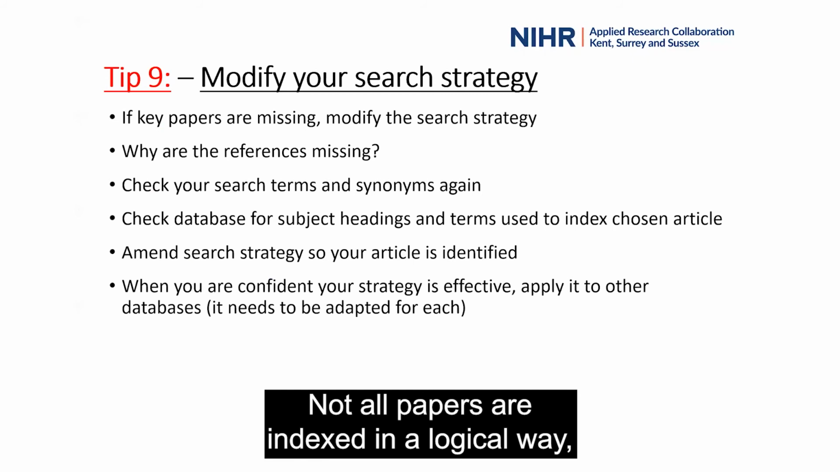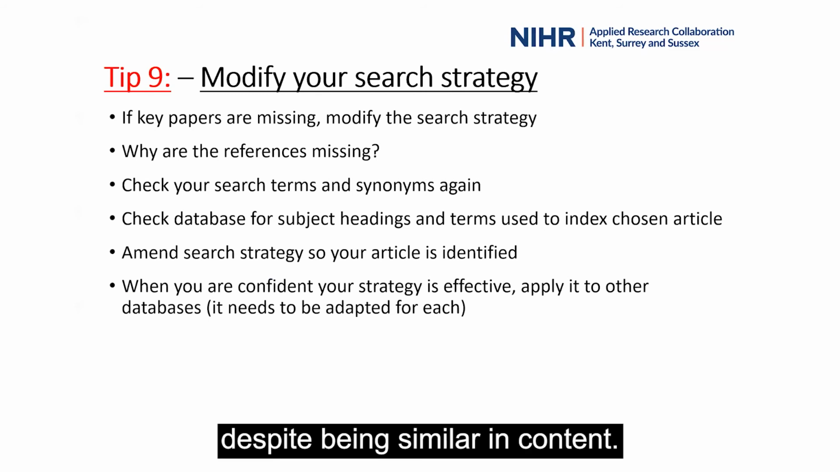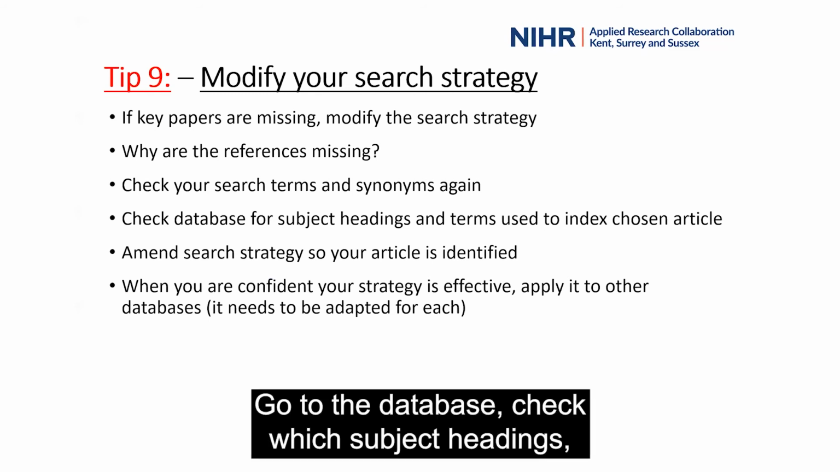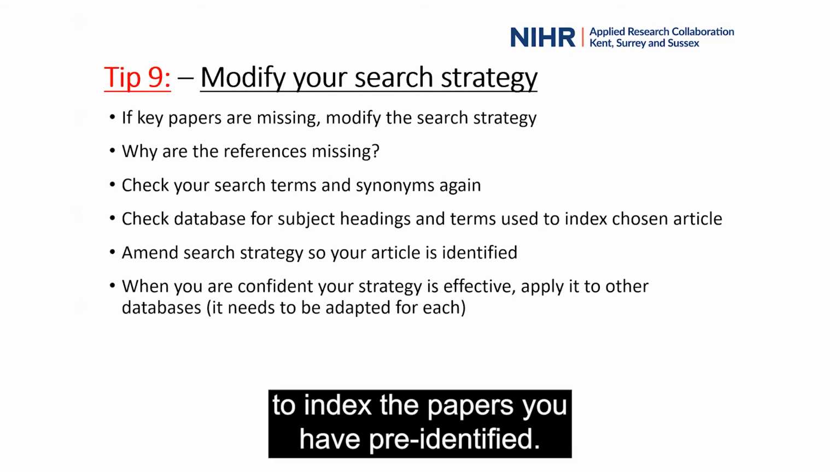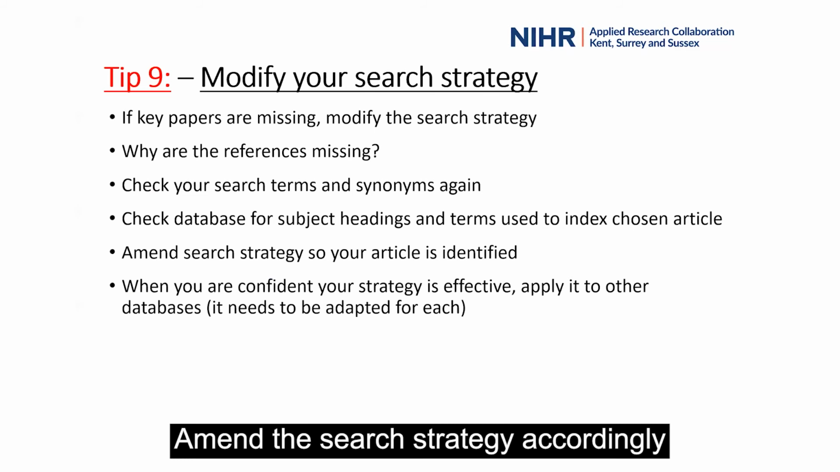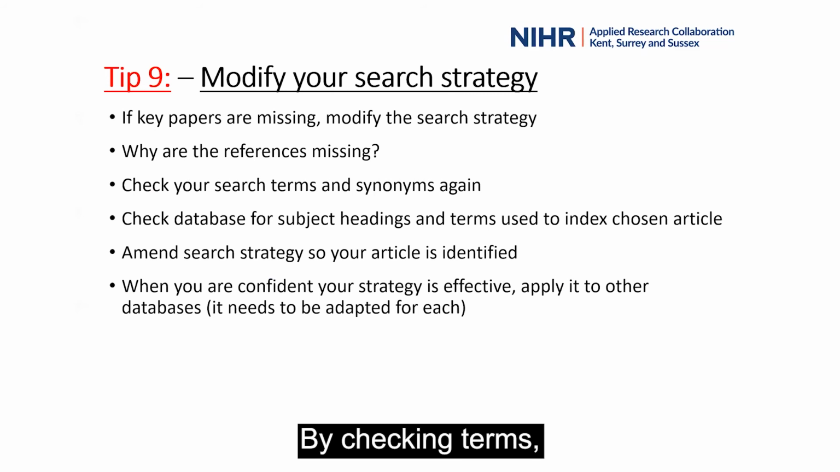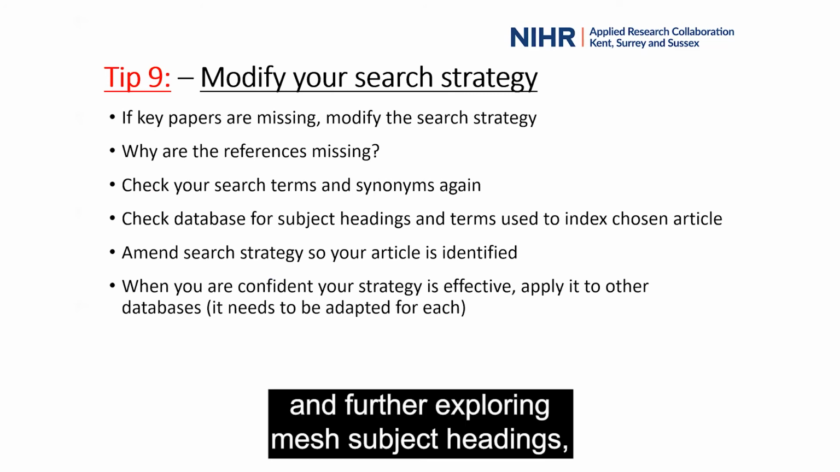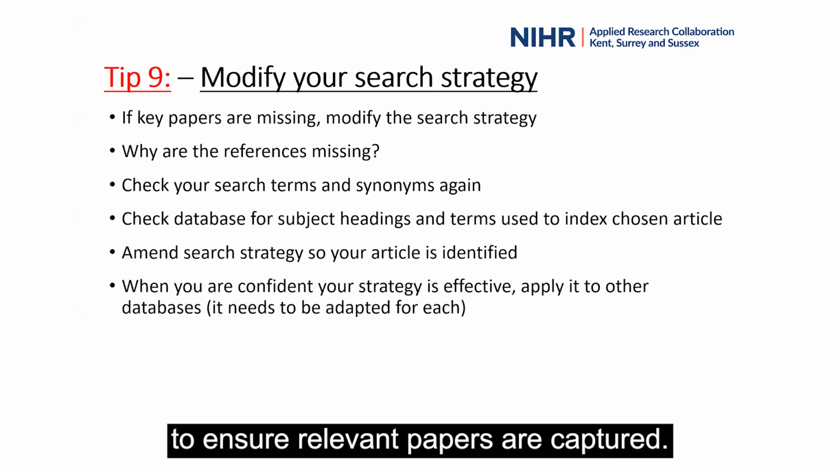Not all papers are indexed in a logical way, and one paper may have different index terms from another despite being similar in content. Go to the database, check which subject headings, keywords, and terms have been used to index the papers you have pre-identified. Amend the search strategy accordingly so that your selected papers are retrieved. By checking terms and further exploring MeSH subject headings, the search can be modified to ensure relevant papers are captured.